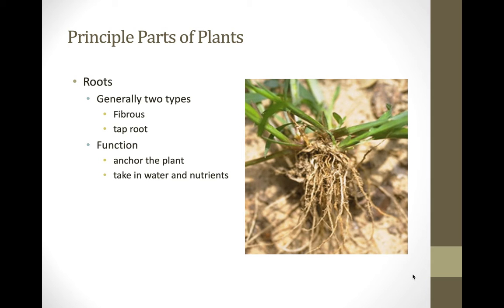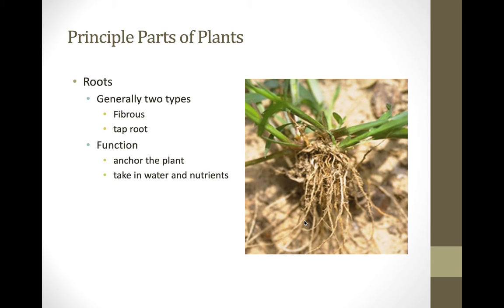You have fibrous roots, which is what you see here in this picture. This looks like some sort of a grass or forage crop, and you can see that these little roots are everywhere. These little root fibers are all over the place. Then there's also tap roots.